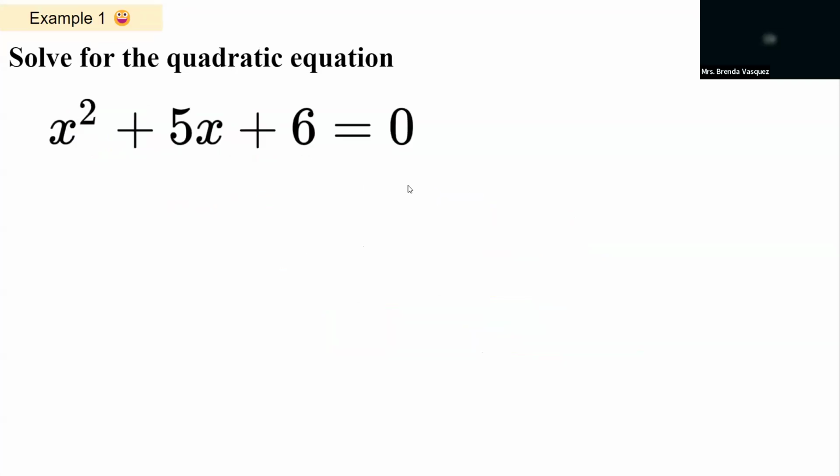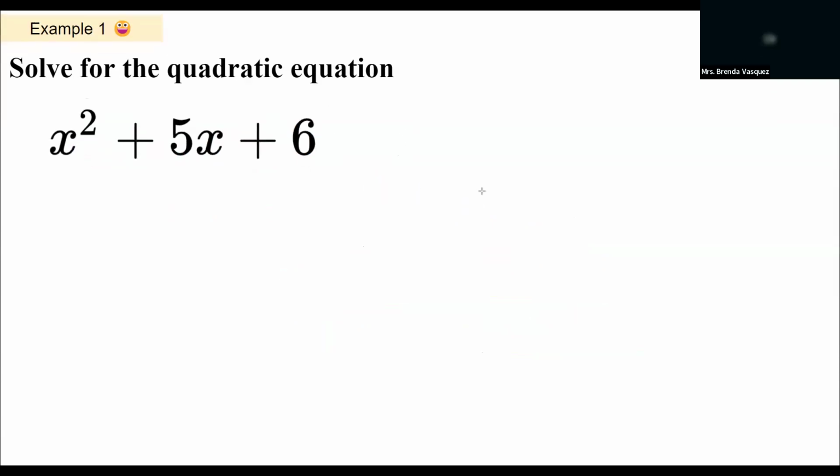This is example number 3. Now, what happens when they're not factored for you? Well, when they're not factored, then we have to factor. So let's imagine that we don't have that equals 0 on the right side. Just for an instance, how do we factor that trinomial? Power Ranger method. Okay, so let's apply it very quickly.